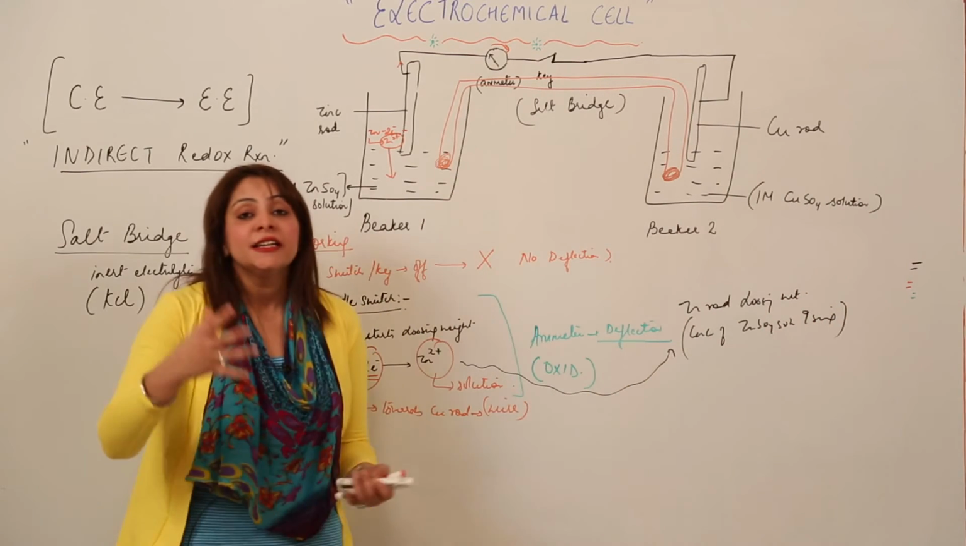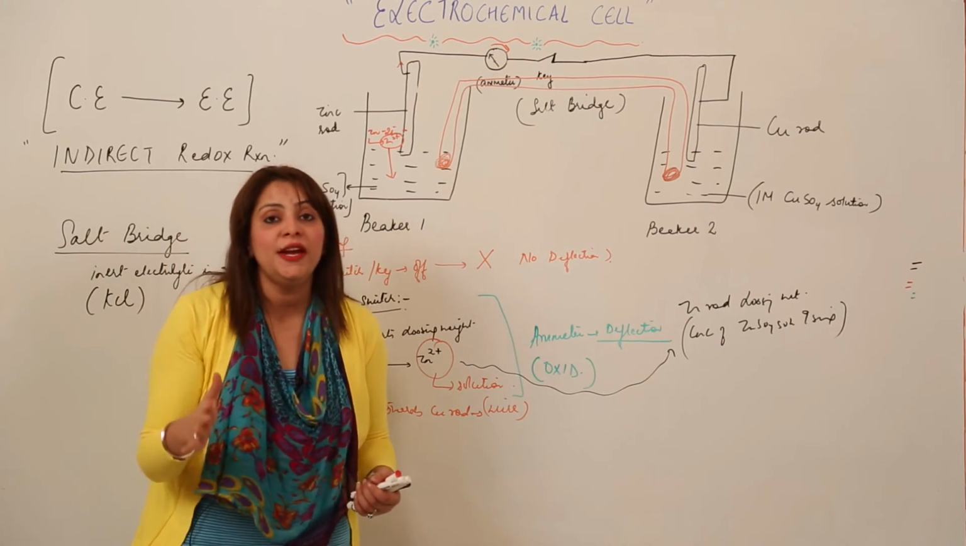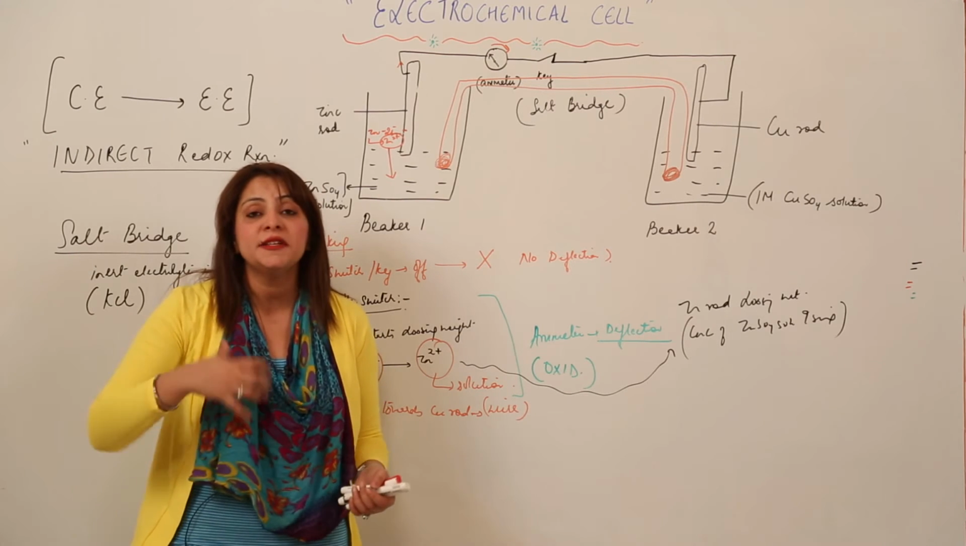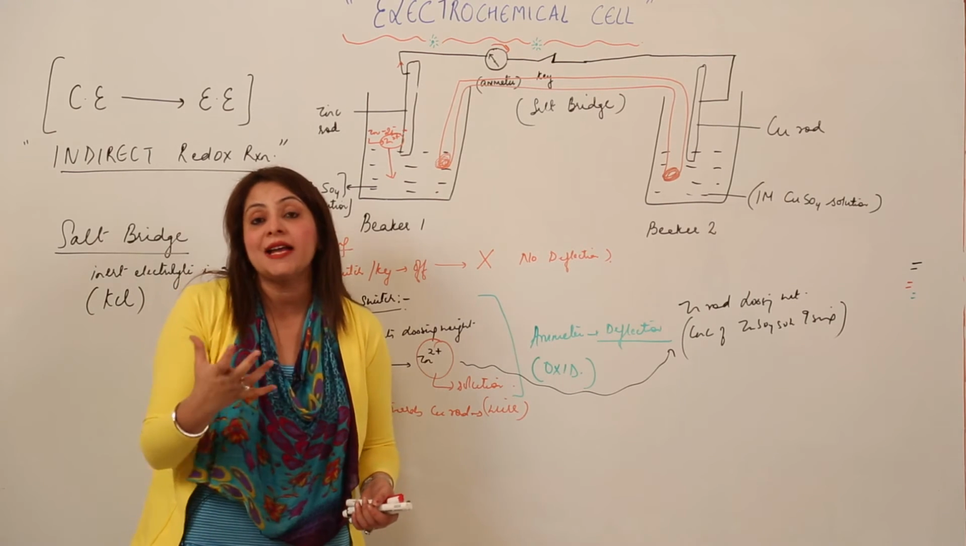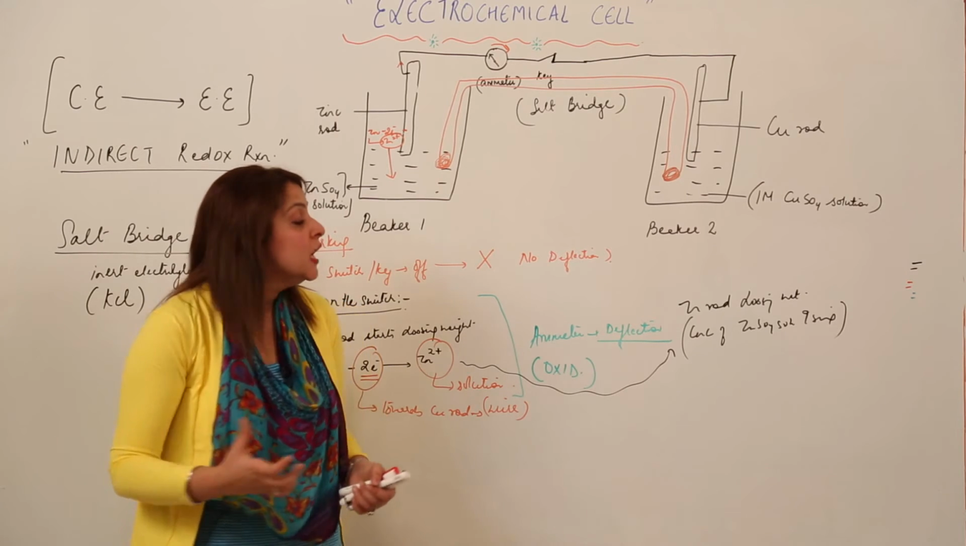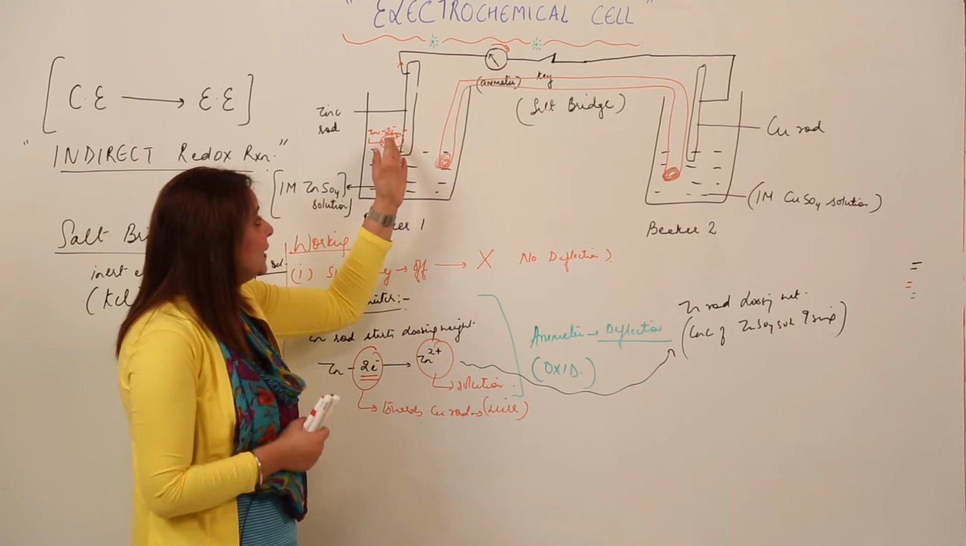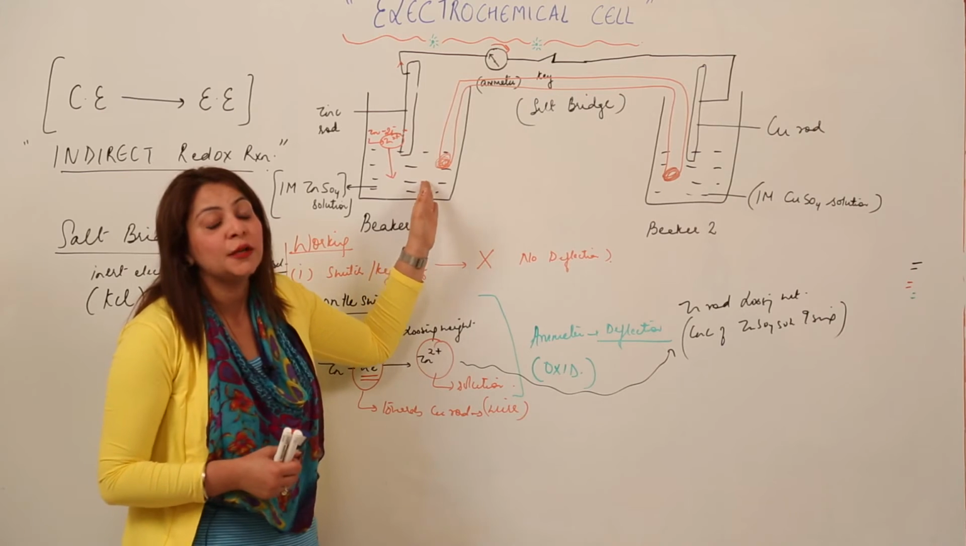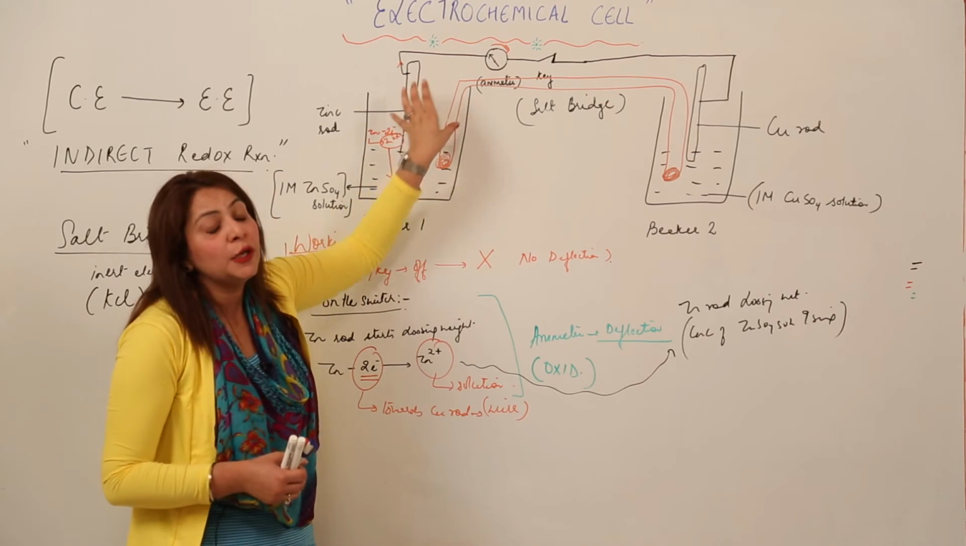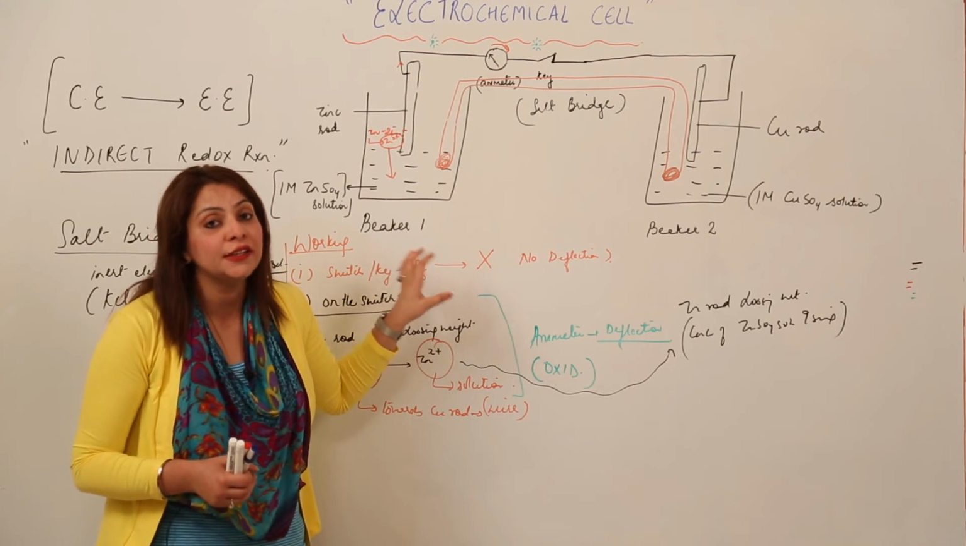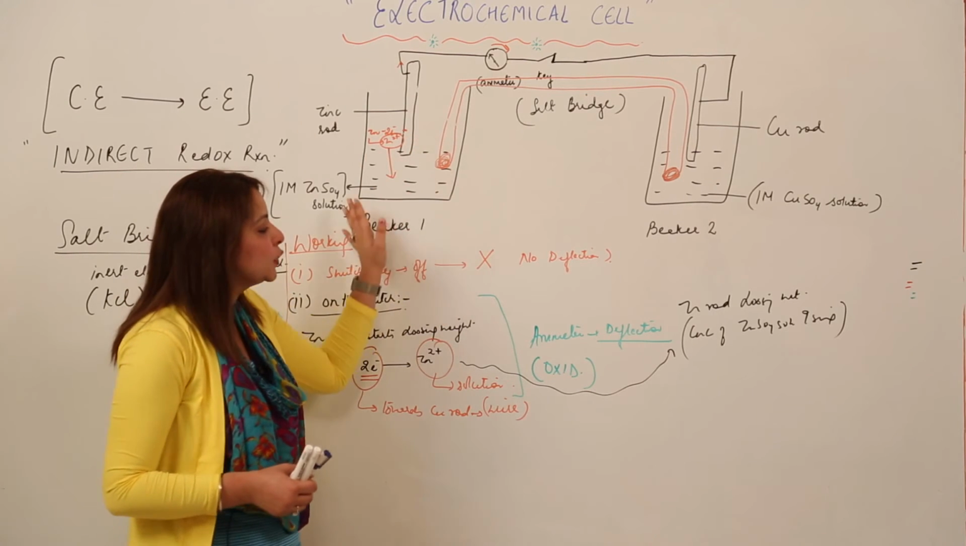So we get to see that the rod is losing weight because it is losing 2 electrons and the atom is getting converted into ions as it is showing oxidation. But these zinc ions are moving into the solution. That means though the zinc rod is losing weight, the concentration of ZnSO4 is increasing with time. So this we get to see here.